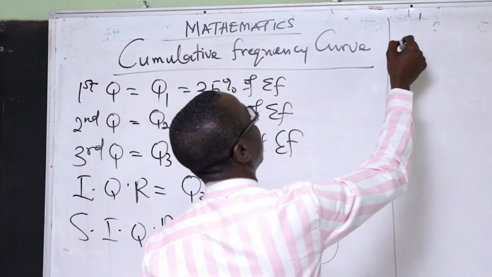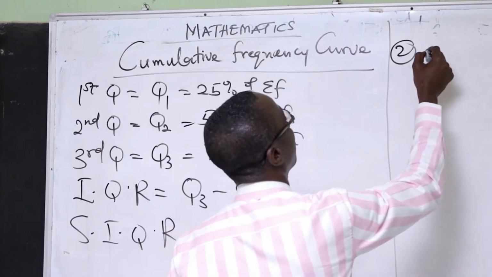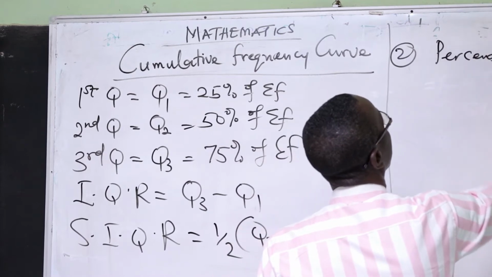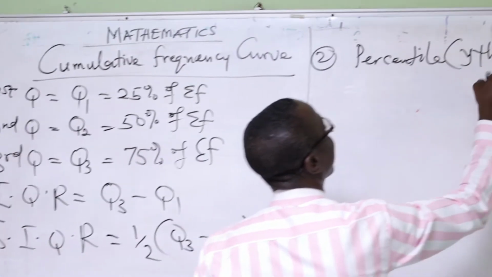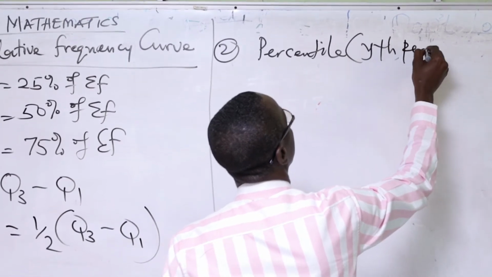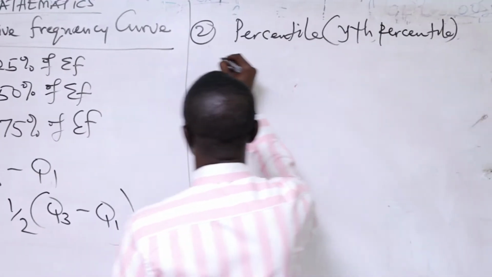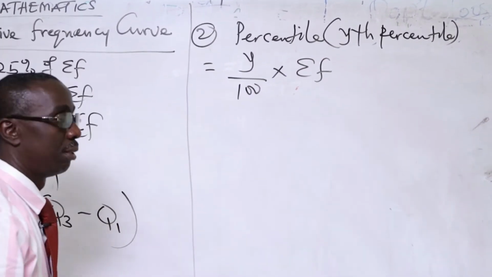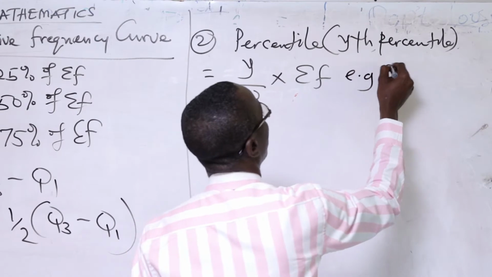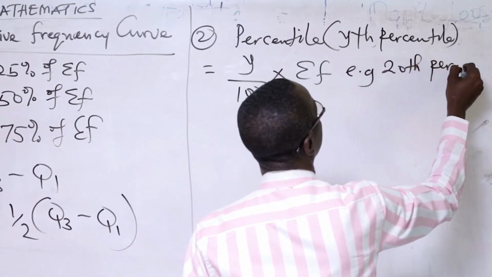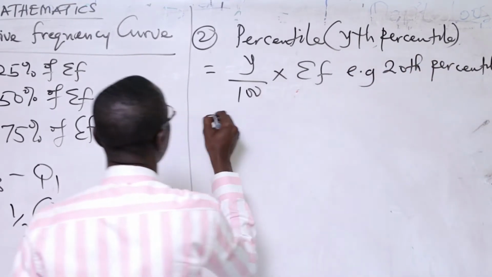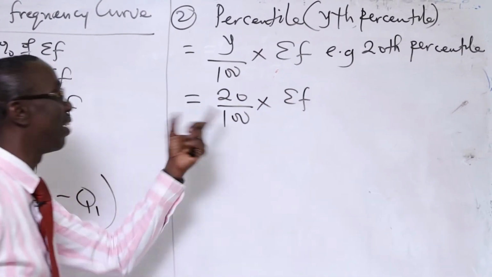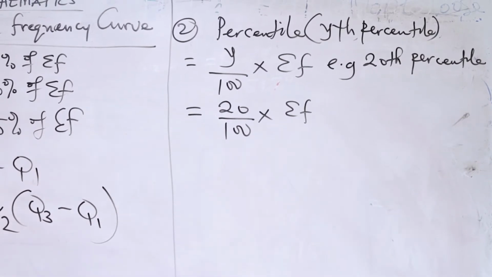Information on percentile. You know that if I ask you for the y-th percentile, it is the same thing as y over 100 times summation F. That is, the 20th percentile should be 20 over 100 times summation F. Obviously, the value that corresponds to this is what we are talking about.